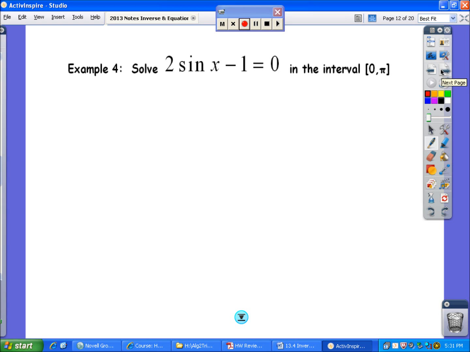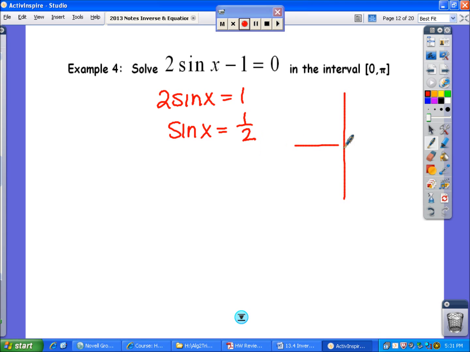All right, got to do some math here first, do some algebra first. Let's isolate the sine of x. So we got 2 sine of x equals 1. Divide by 2, so sine of x is equal to 1/2. All right, notice our restrictions. We only want x between 0 and pi.